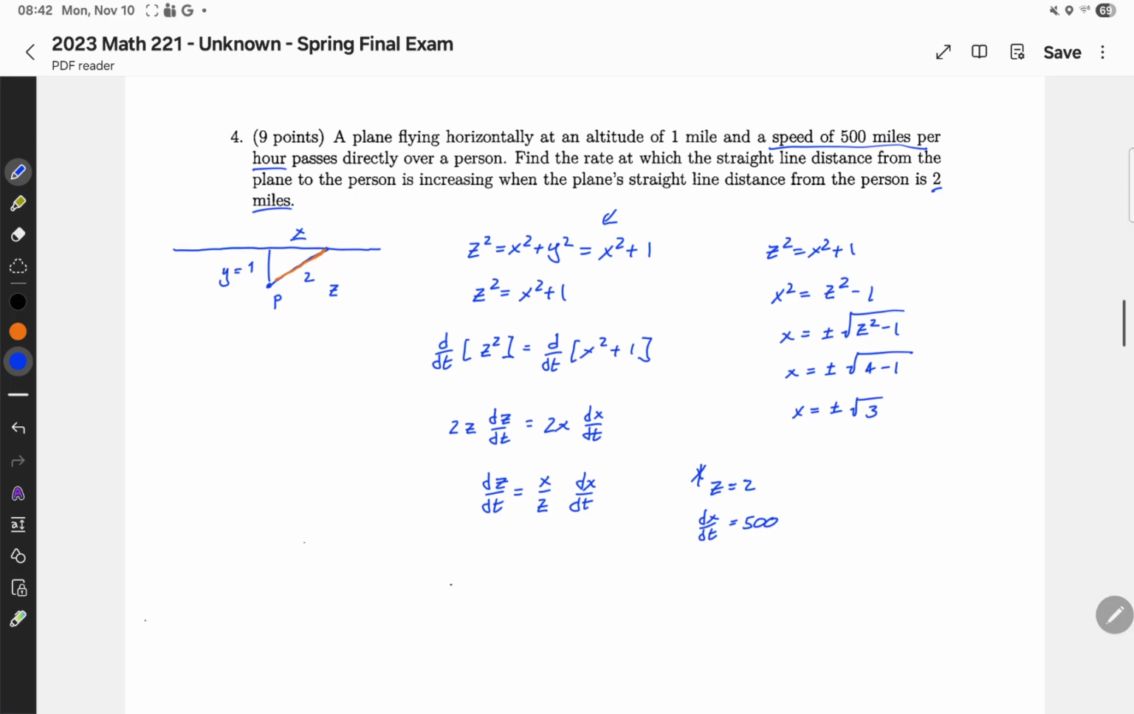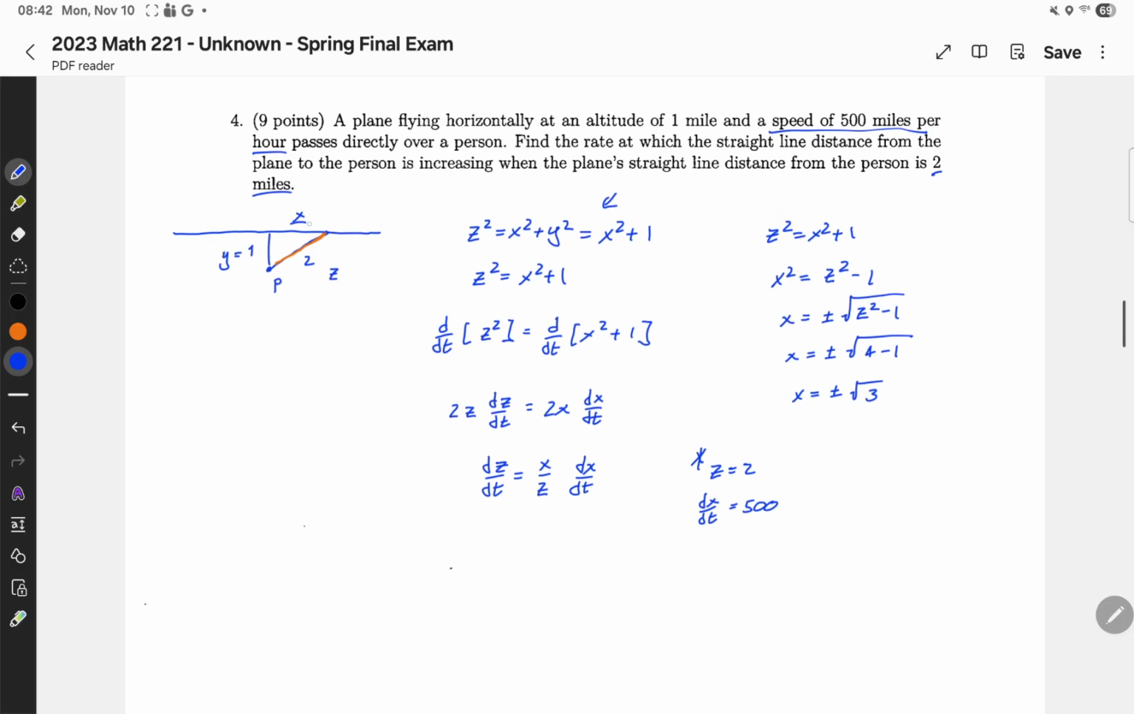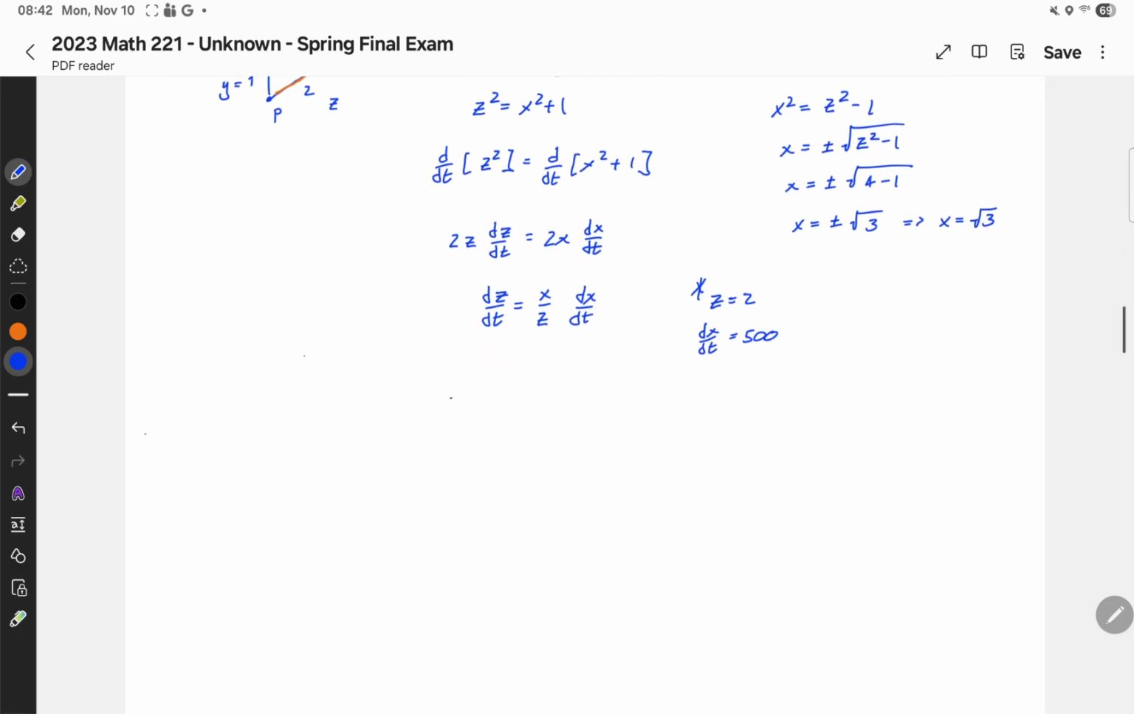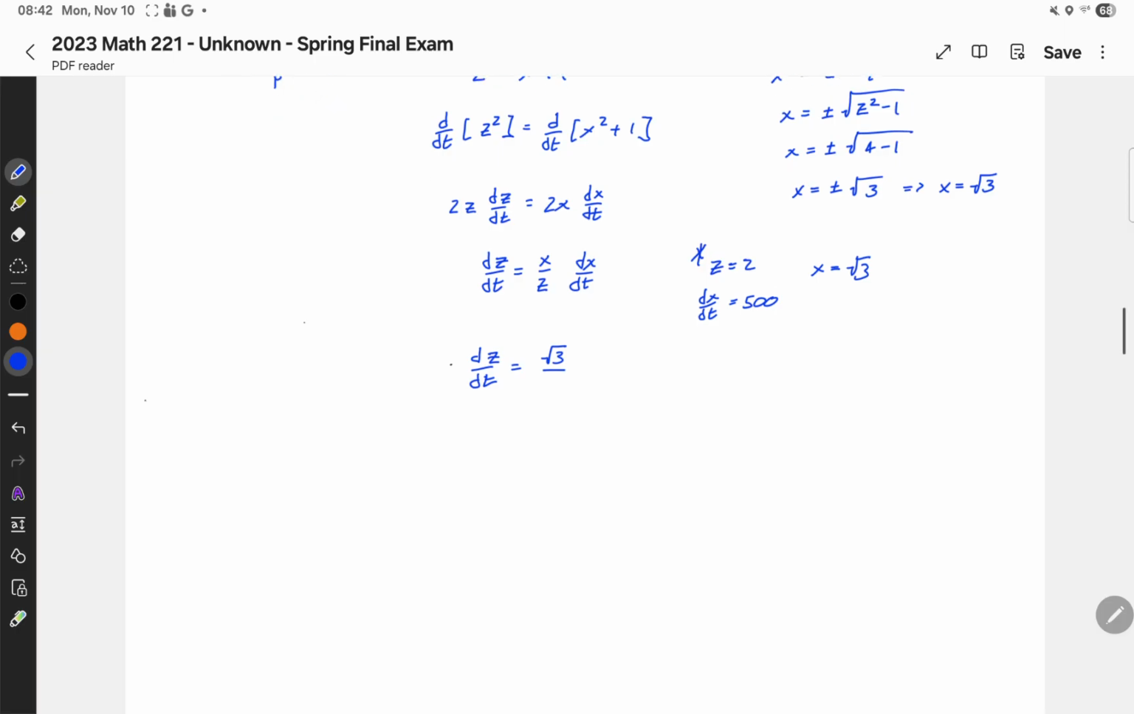All right. And so for now, we are going to be looking at this positive side over here. We said the plane passed over the person, so we are only looking at x is equal to positive square root 3. So that's all of the information we need. We can start plugging it in. We get that dz dt is equal to x, square root 3, over z, which is 2, times dx dt, which is 500. And this is going to be 500 over 2, which is 250. So we just get 250 times the square root 3.